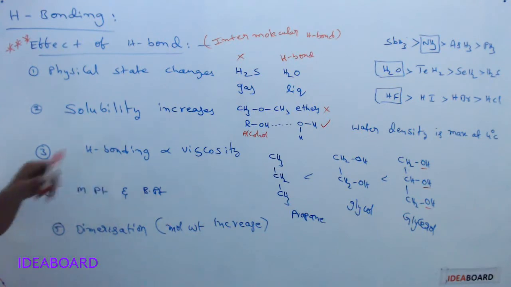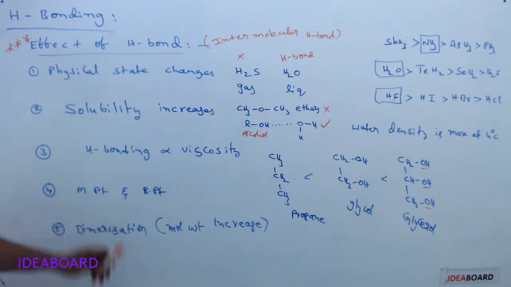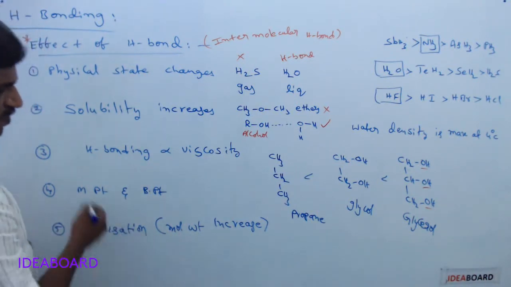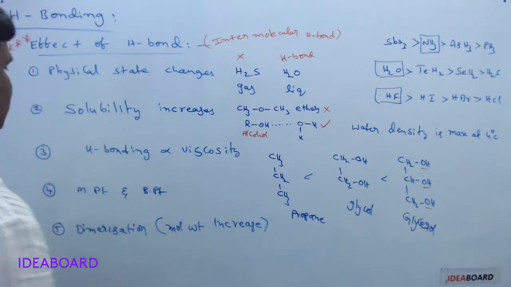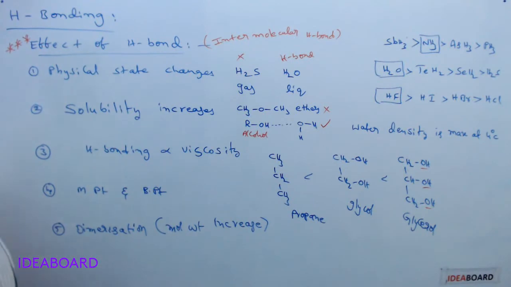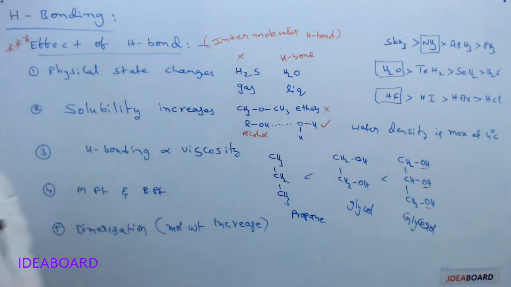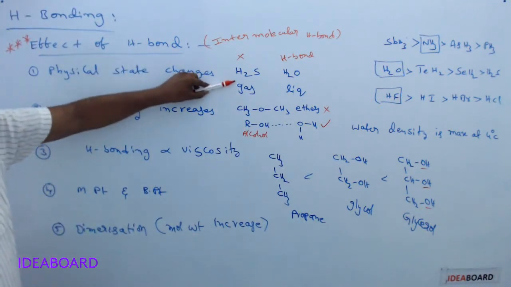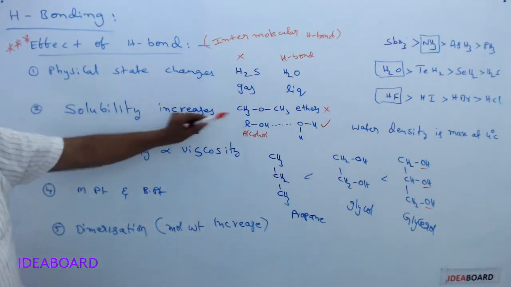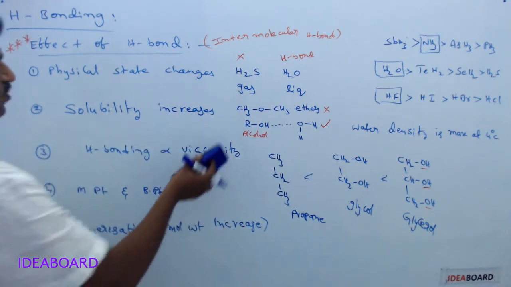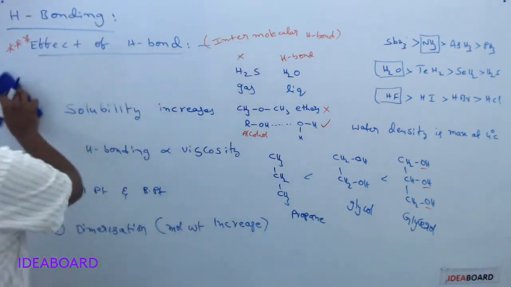Next, melting points and boiling points. For this I will give the next point: because of hydrogen bonding, vapor pressure is inversely proportional to intermolecular hydrogen bonding. See once again: first, physical state changes. Second, solubility increases. Third, viscosity increases due to intermolecular hydrogen bonding. Now I am arranging this.